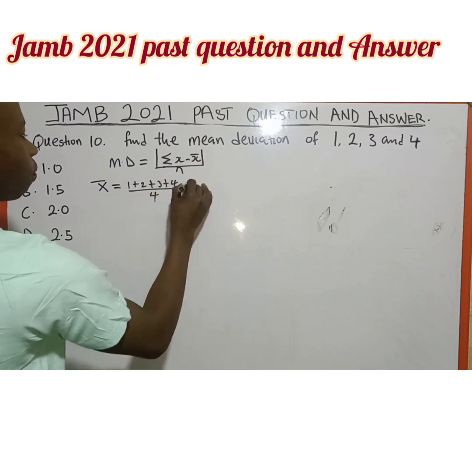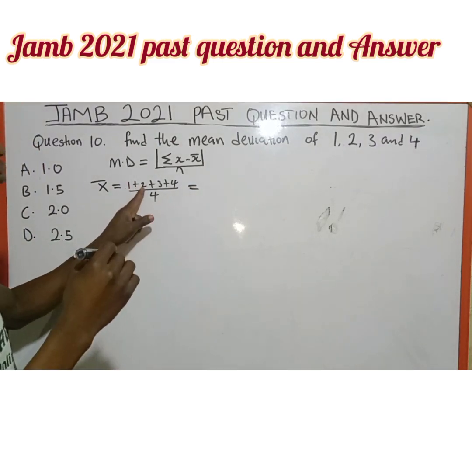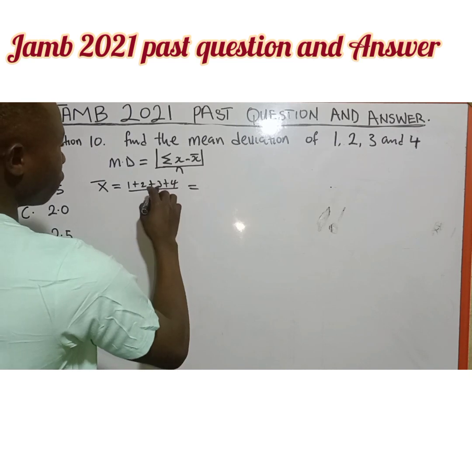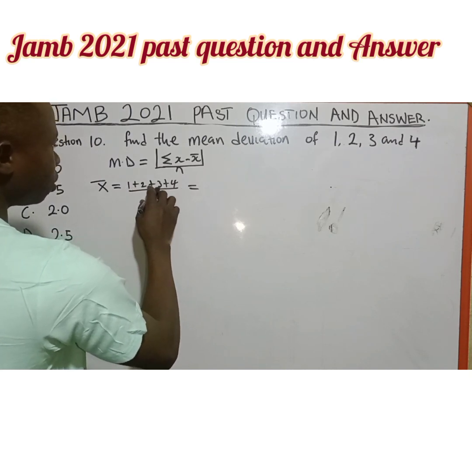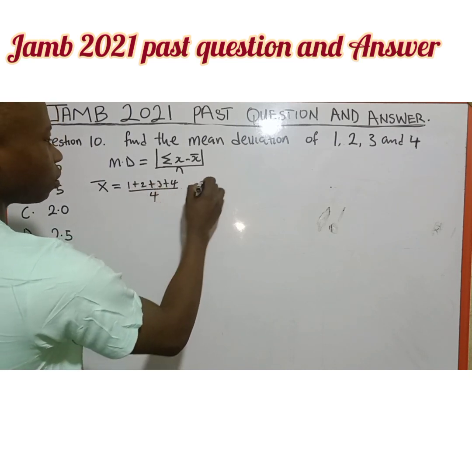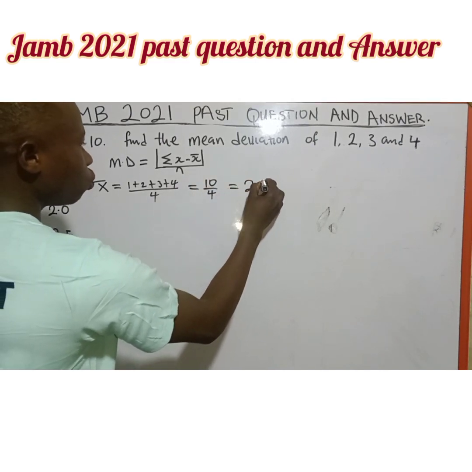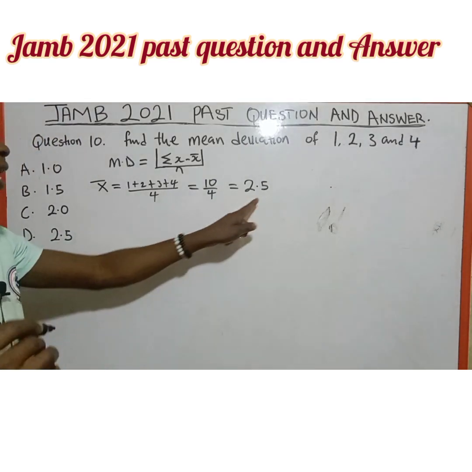So we have 4 numbers, which should be equal to 1 plus 2 is 3, 3 plus 3 is 6, then 6 plus 4 is equal to 10, over 4, which is the same as 2.5. So my S bar is 2.5.